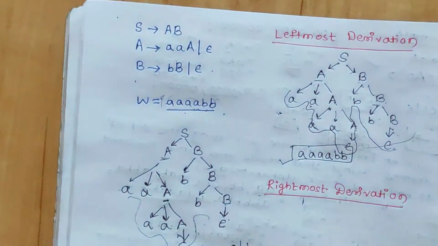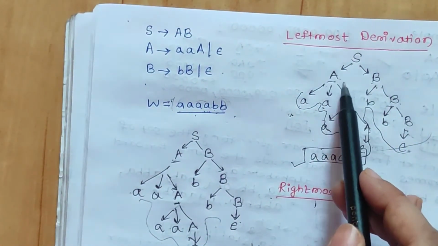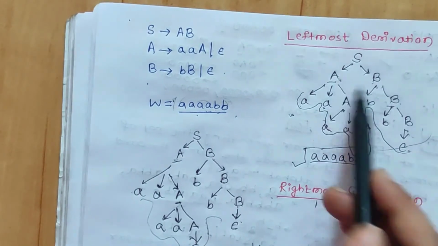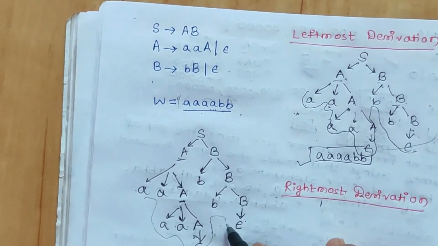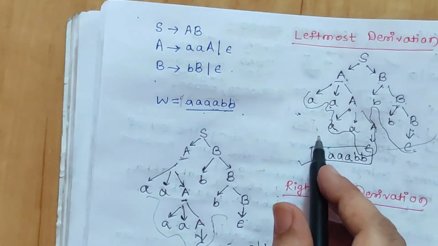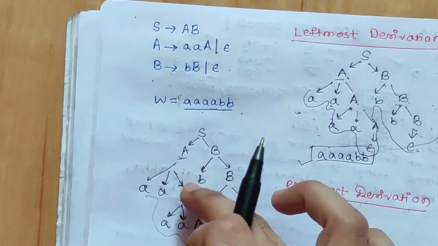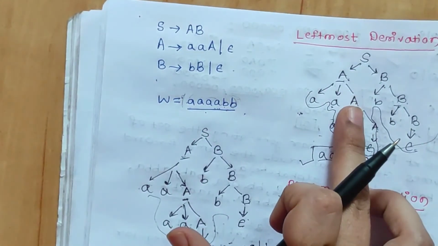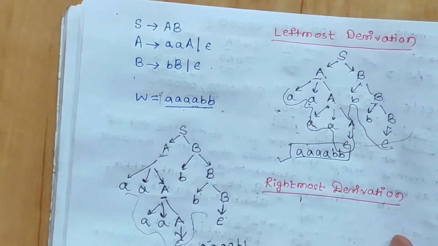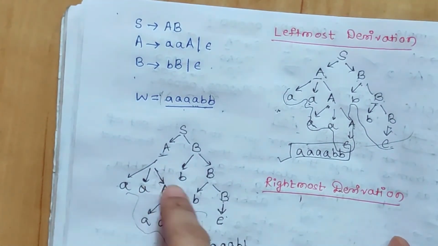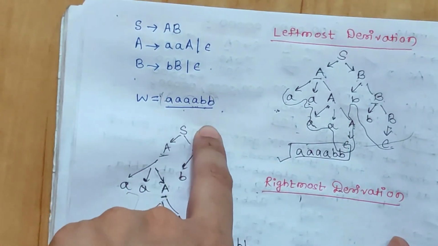So you have to remember, in leftmost derivation every time you have to replace the leftmost non-terminal symbol first, and in case of rightmost derivation you have to replace the rightmost symbol first. And if you are getting a different tree for leftmost derivation as well as for rightmost derivation, then that grammar is an ambiguous grammar. So this grammar is an ambiguous grammar because we are getting the same derivation tree for the same string.